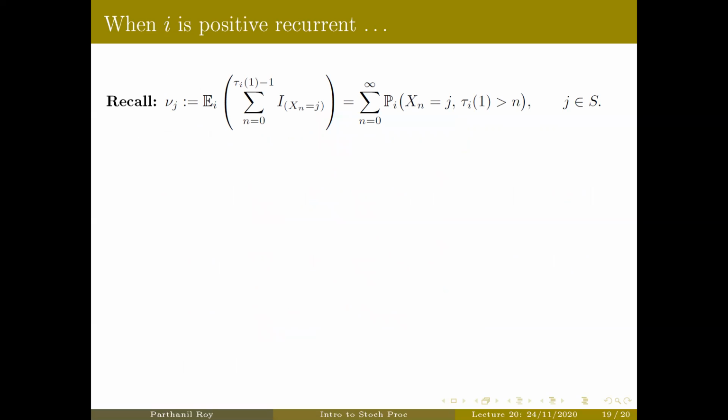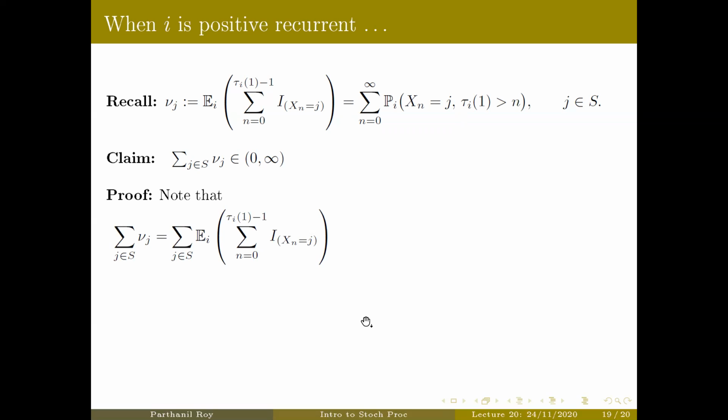Now, when i is positive recurrent, we'll have to show that the sum of these nu j's is finite, so that normalization will give us a stationary distribution. So we claim that the sum of these nu j's is actually strictly positive and finite. Why is that so? Nu j is this quantity, so the sum of these nu j is the sum of these quantities.